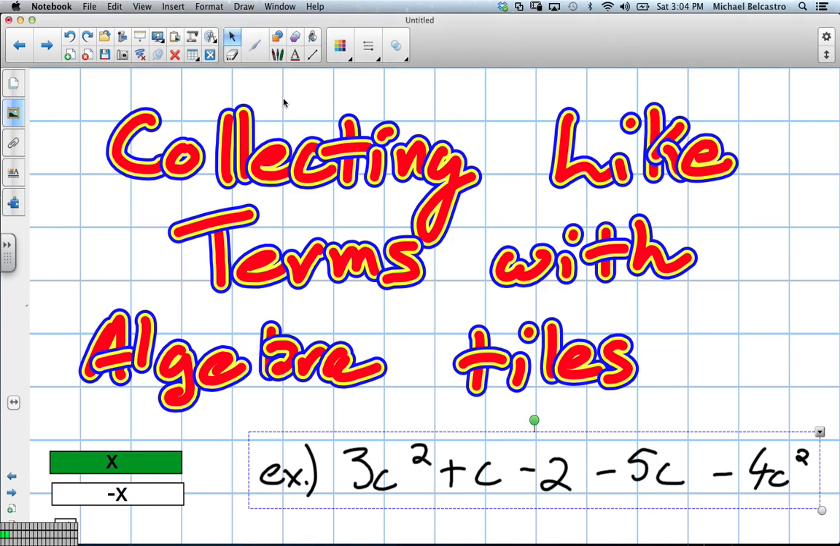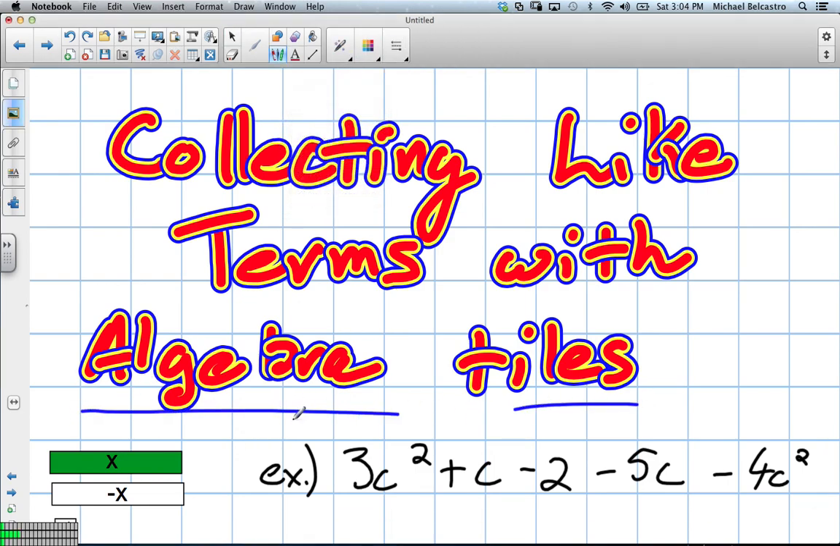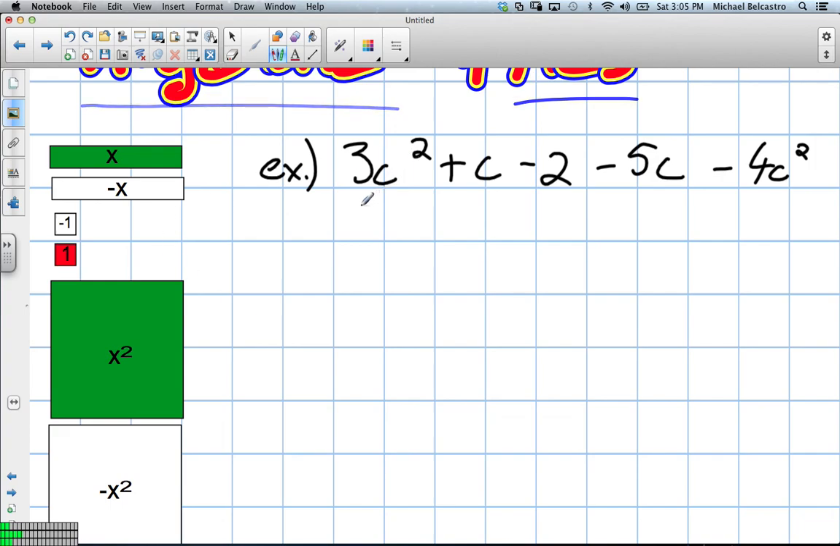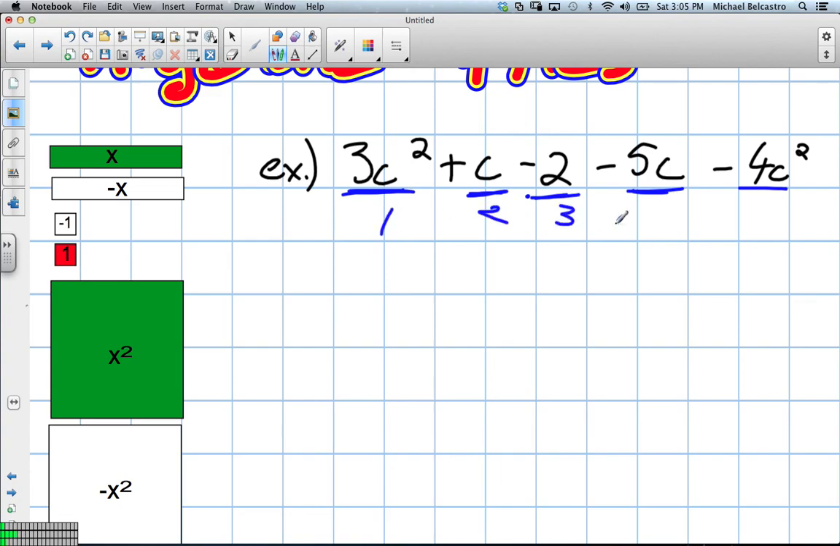Okay, we're going to work on collecting like terms, but this time we're going to work on them with algebra tiles, and then we'll do them with just straight algebra, so no manipulatives, which are these pictures here. So the very first thing we have to do, and we've kind of talked about it before, is we have to represent each of these terms, right? And there are 1, 2, 3, 4, 5 separate terms in here.